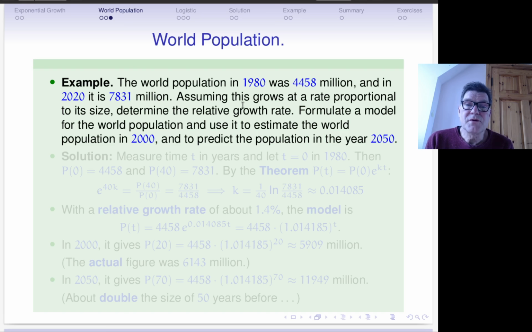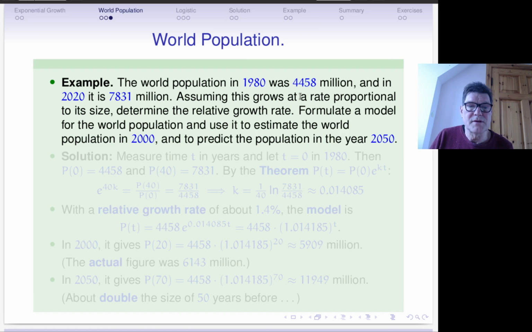Assuming that the Malthusian model fits, that the growth rate is proportional to the current size, let's try and formulate a model to estimate the population in 2000, like in the middle of this time range, and to predict the population for the year 2050.